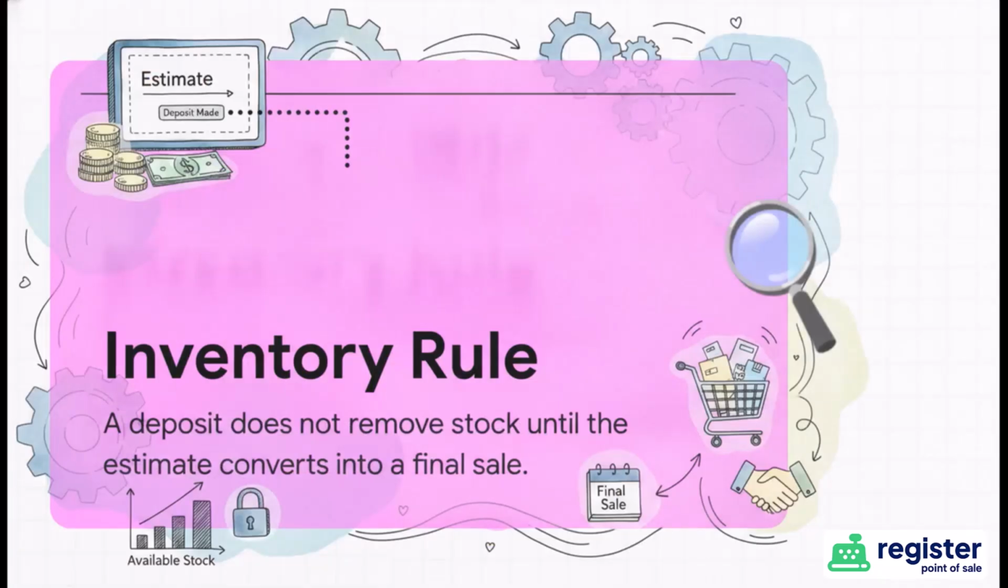All right, part 1, securing your cash flow, the foundation of customer commitment. Now, a massive pain point for a lot of retailers is how deposits affect inventory. Well, here's the rule in Register POS. A deposit on an estimate does not remove inventory from your available stock until that estimate is actually converted into a final sale. That is huge. It means taking an upfront payment won't prematurely skew your available stock counts. You can secure the cash and the commitment without causing absolute chaos for your inventory managers in the back room.